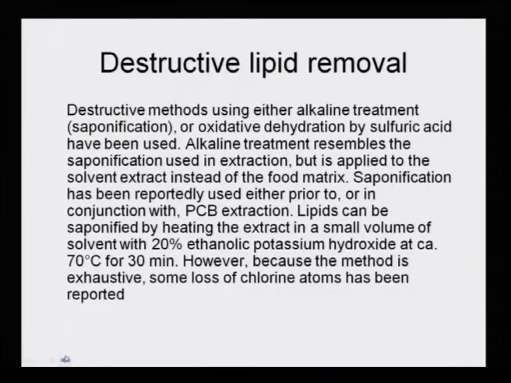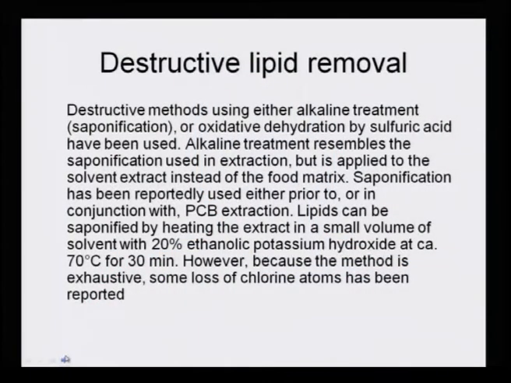The destructive methods using either alkaline treatment, or what we call saponification, or oxidative dehydration by sulfuric acid have been used. Alkaline treatment resembles the saponification used in extraction, but is applied to the solvent extract instead of the food matrix. Saponification has been reportedly used either prior to or in conjunction with the PCB extractions. So, these methods are actually very compound specific.